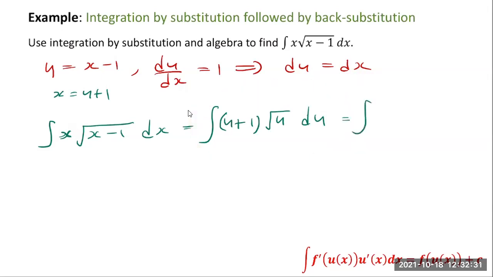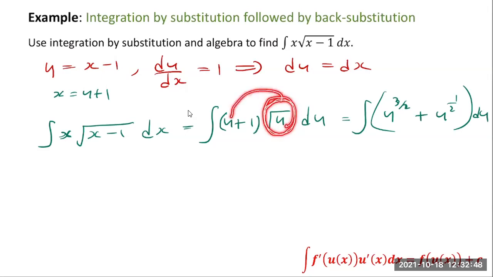Of course, you can simplify this. You get u to the power 3 over 2 plus u to the power 1/2 du. All I did was, this is nothing but u to the power 1/2, and you distribute that inside, then you get u to the power 3 over 2 plus u to the power 1/2. And now you know how to integrate a function like this. You can integrate this function using the known techniques and find the answer.